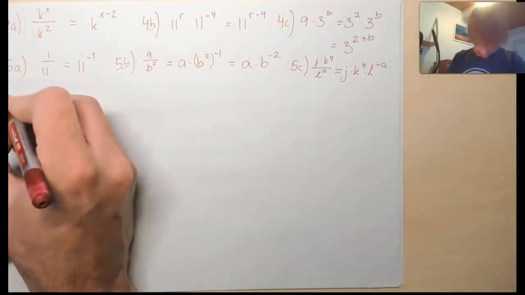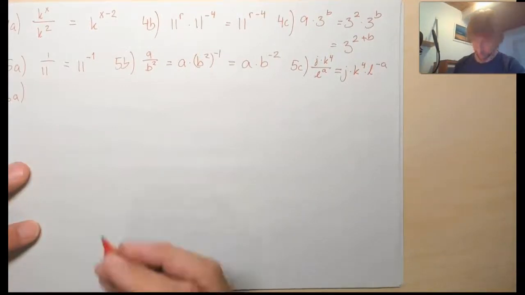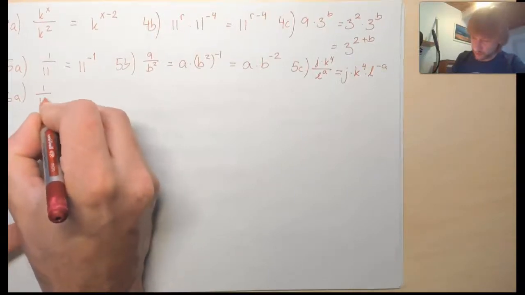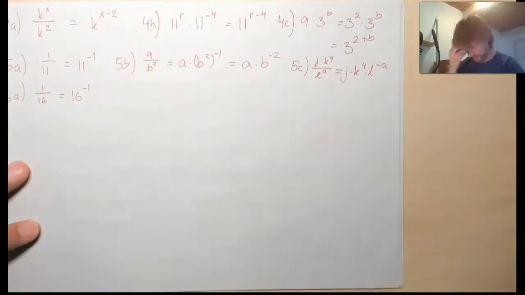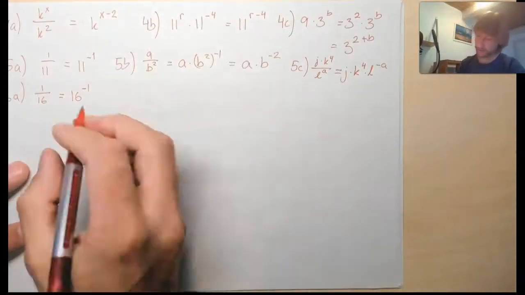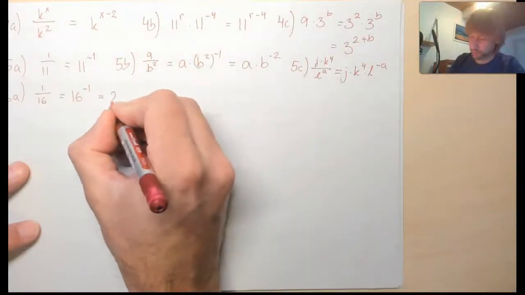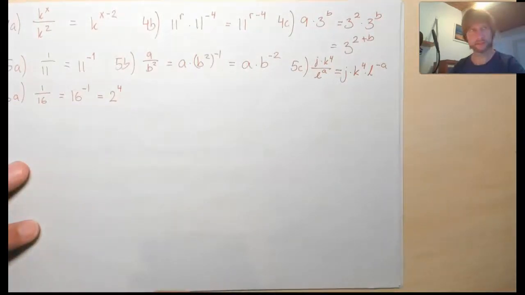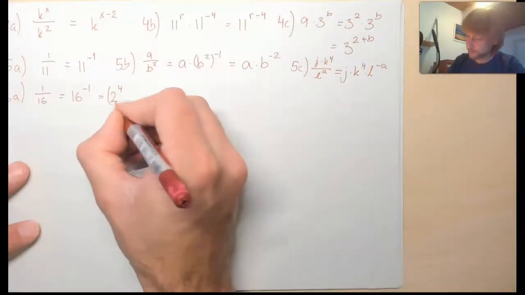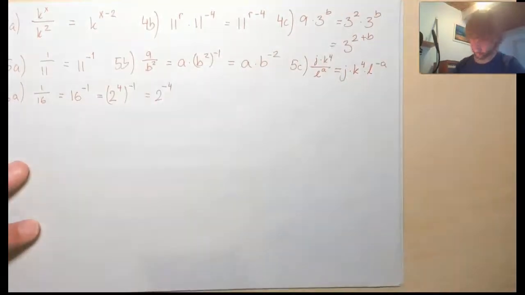Question 6. A. This time we have to express in exponent form with a prime number base. So 1 over 16 is, of course, 16 to the minus 1. That's just the reciprocal, but that's not a prime number. Actually, 16 is 2 to the power of 4, as far as I remember. It's 4 times 4, to the minus 1, so this is 2 to the minus 4.